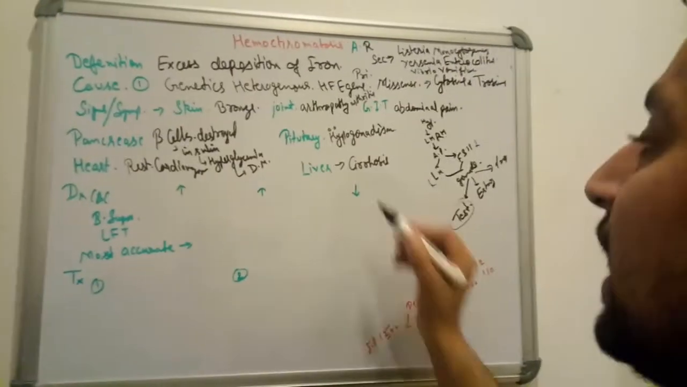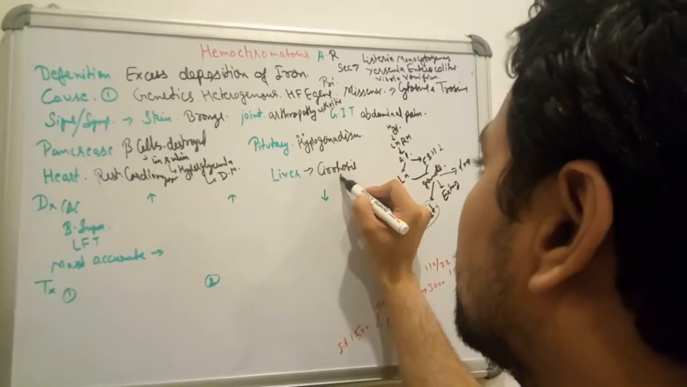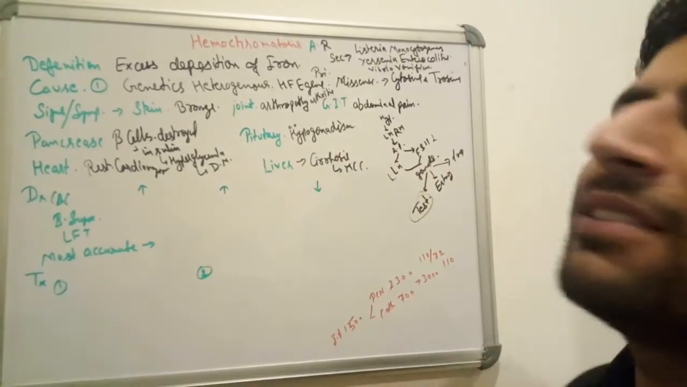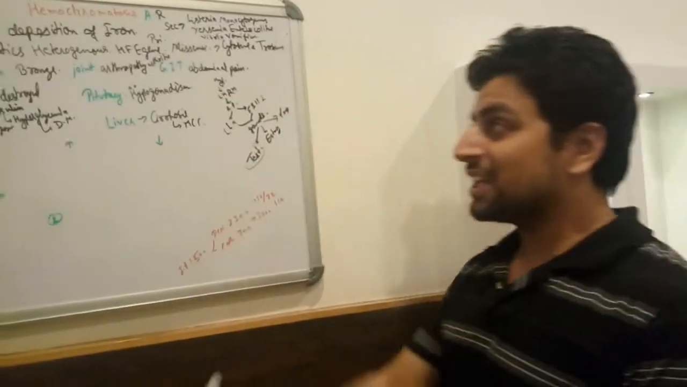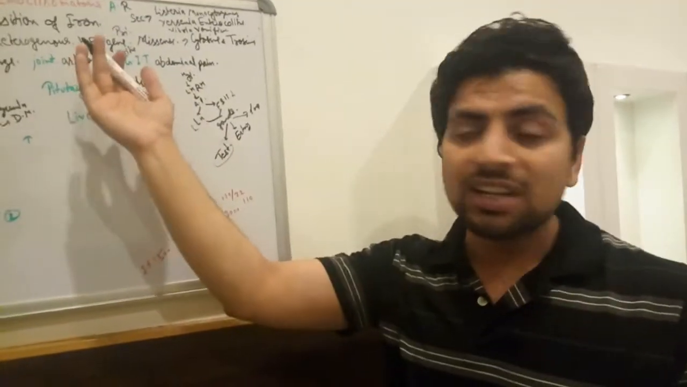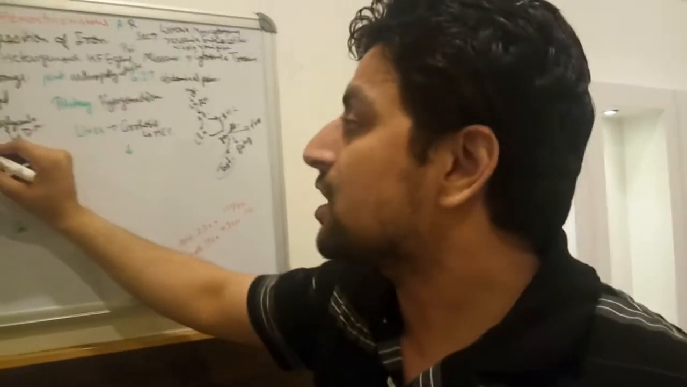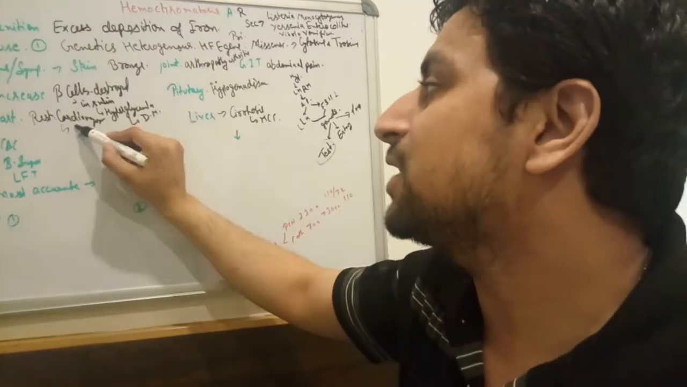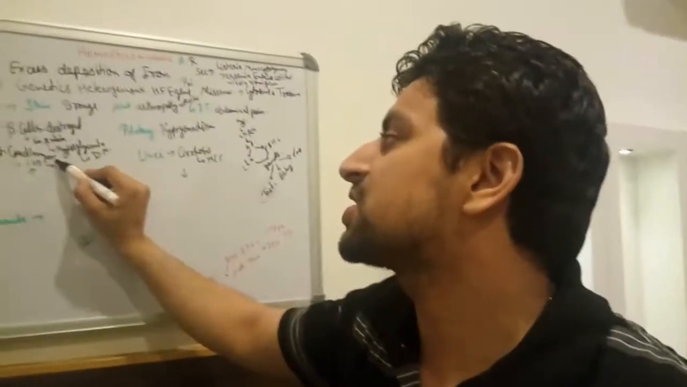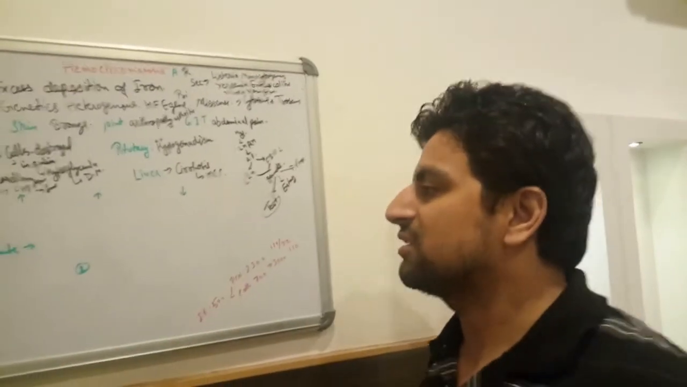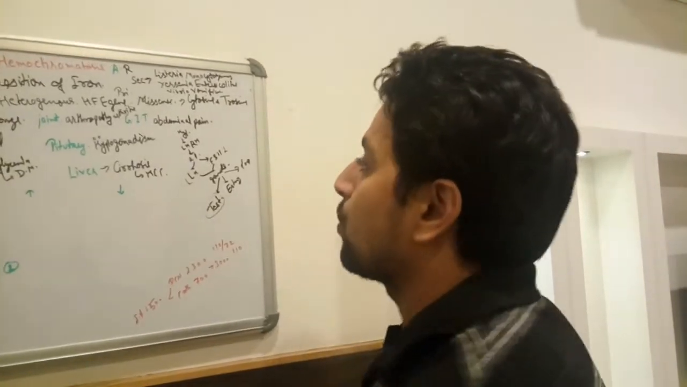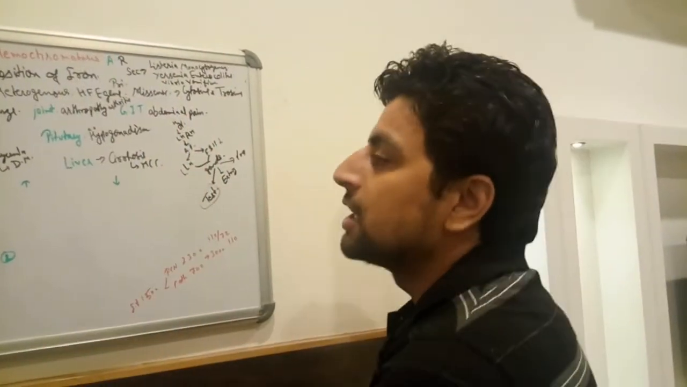Cirrhosis of liver, and finally its complication, HCC, hepatocellular carcinoma. See how dangerous it is. It causes restrictive cardiomyopathy, finally it causes CHD, congestive heart disease, and sudden death. Sad situation, very sad. So how to diagnose?